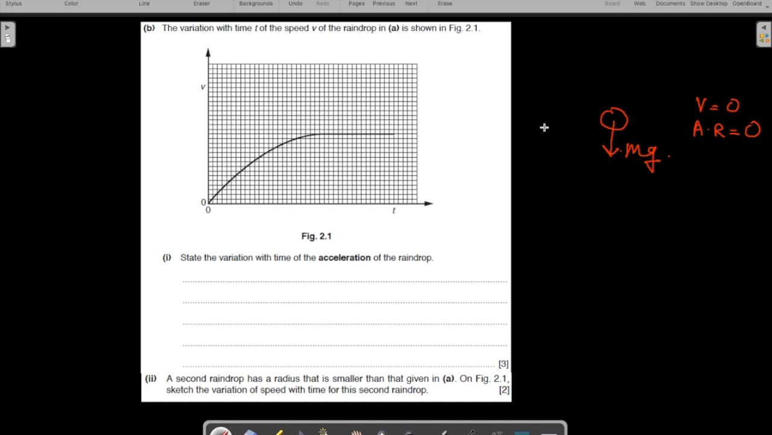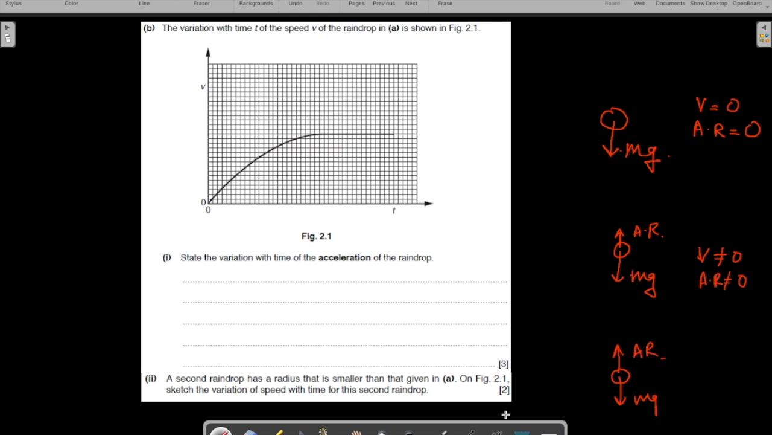After some time it reached down. The velocity was not 0 anymore. So there will be air resistance as well. There will be some air resistance now. Because mg is greater than air resistance, the raindrop will keep moving in the direction of the greater force, and the speed will keep increasing, until ultimately mg becomes equal to AR.